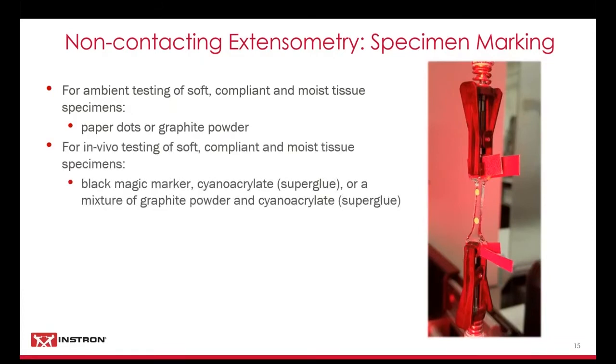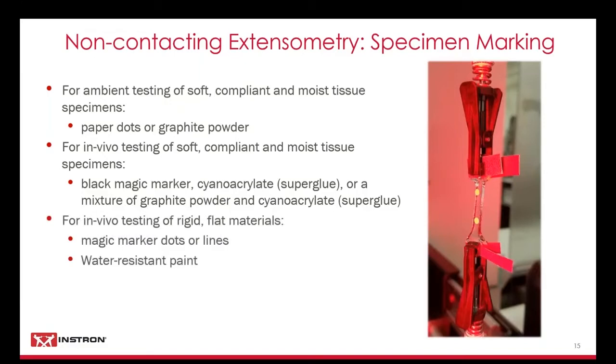For in vivo testing of soft, compliant, and moist tissue specimens, we use black magic marker, super glue, or a mixture of graphite powder and super glue. And again, for in vivo testing of rigid or flat materials, the magic marker dots or lines work well, and also water-resistant paint. And then for in vivo testing of rigid round materials, so thin wires typically, we can use adhesive putty to create a dot or a round sphere around the specimen, or flags.